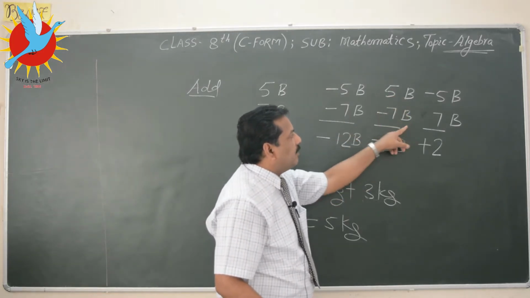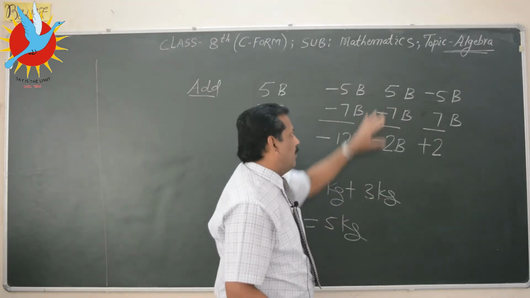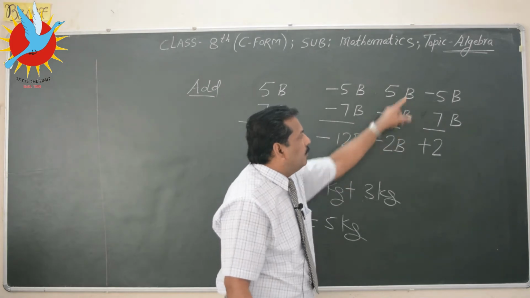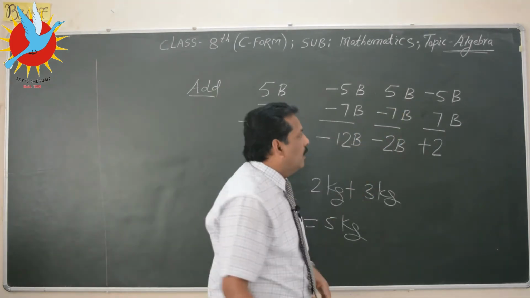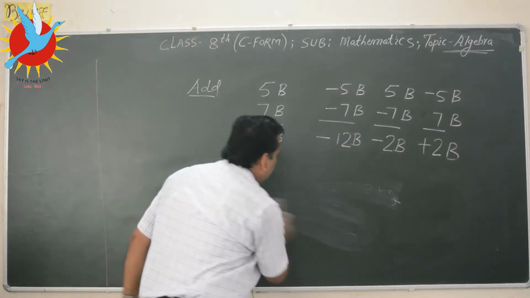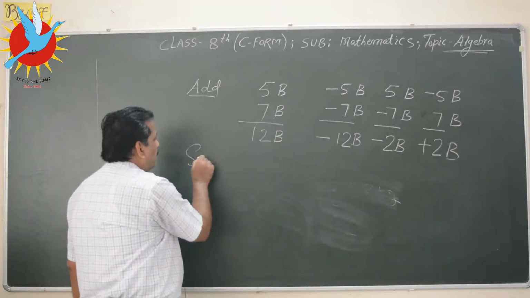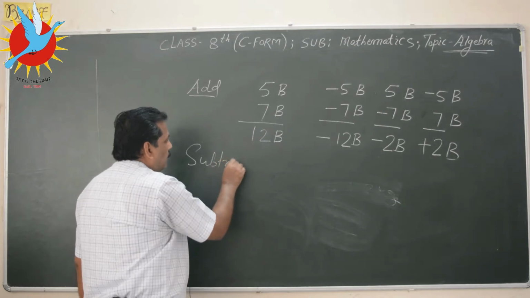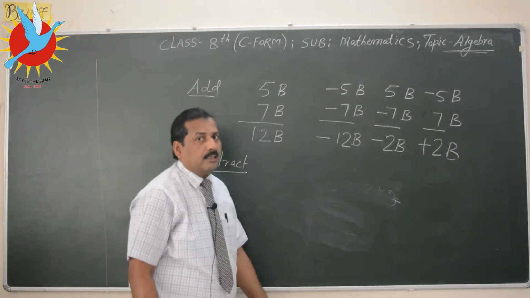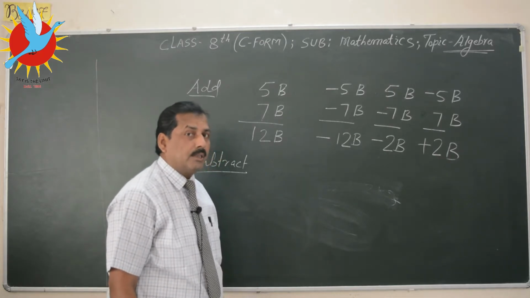5b and minus 7b are added. So addition according to the previous rules, and B and B, only one B. Now this is again the same thing. I hope this point is clear. Now come to this part, subtract. So subtract, in this case we have already discussed what the rules are.